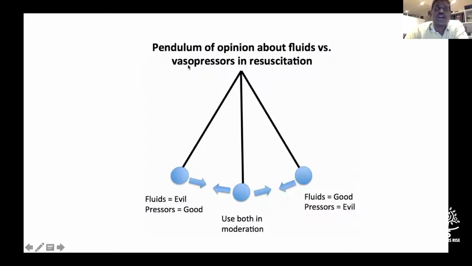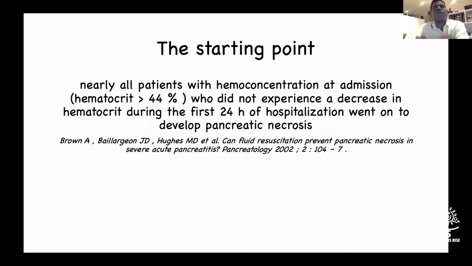So the best thing is to use them in moderation. This is how the pendulum of opinion about fluids in acute pancreatitis keeps changing, or in any other resuscitation parameter. So we have to balance the fluids that we use. For fluid resuscitation in acute pancreatitis, the discussion probably starts with this.